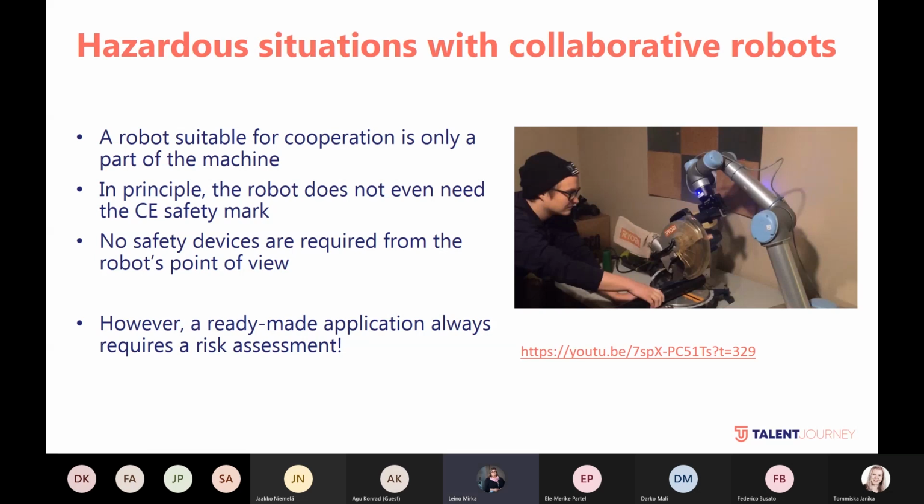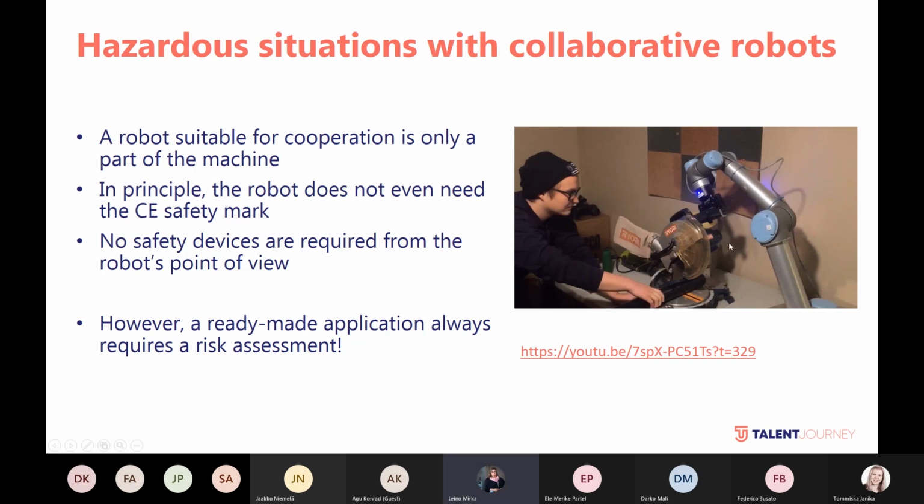Let's continue with a little about those dangerous situations. For each collaborative robot application, we need to think that even if the robot is a collaborative robot, it is still part of a machine. In fact, the robot does not even need the CE safety mark, and no safety devices are needed because of the robot. So my point is that it is important to do a risk analysis for each application.